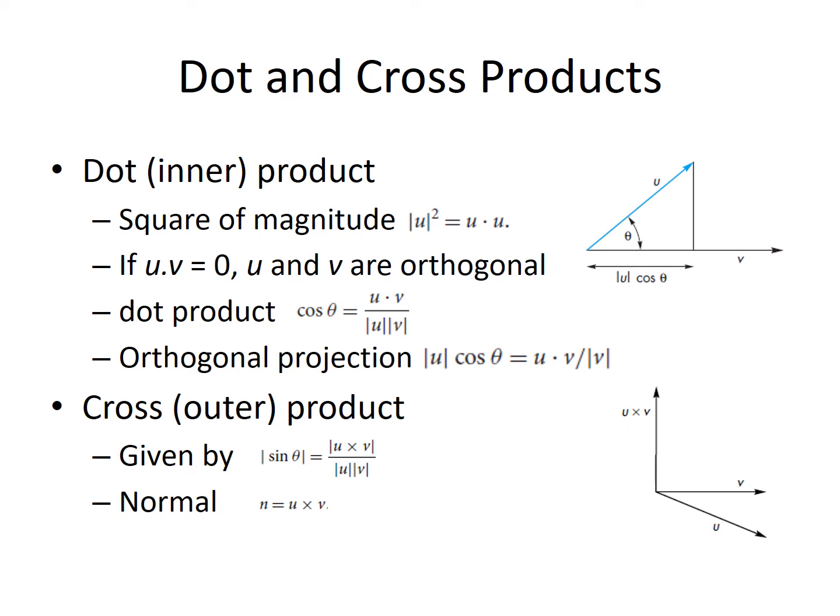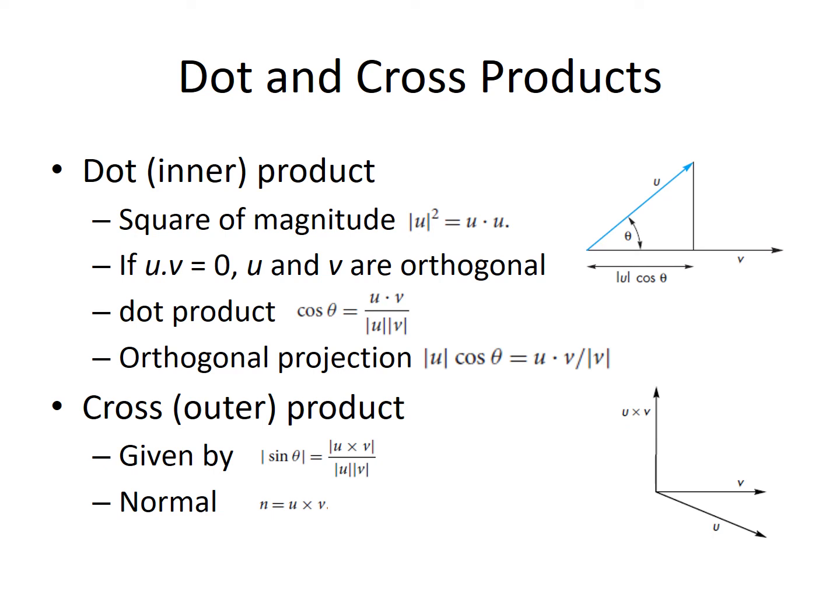The dot product of two vectors which are orthogonal to each other is 0. The dot product of u and v, any two arbitrary vectors u and v, is given by this relationship. So it's basically the cosine of the angle between the two vectors and the magnitudes of the two vectors multiplied together. The orthogonal projection of vector u on v is given by this relationship.